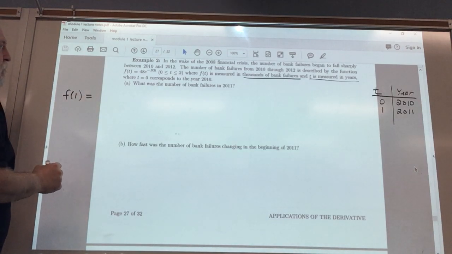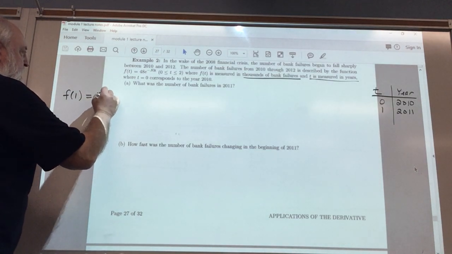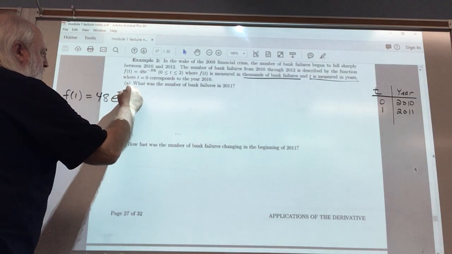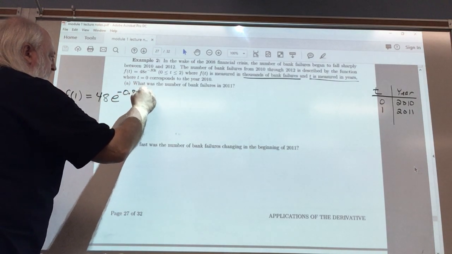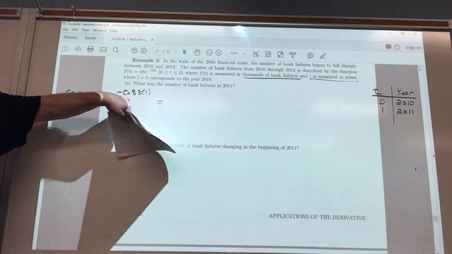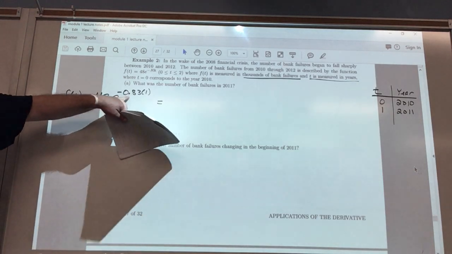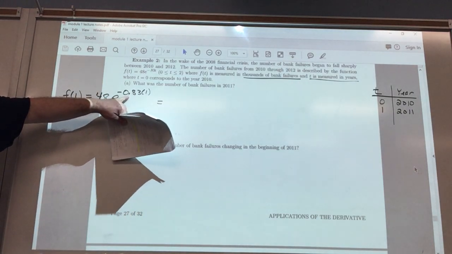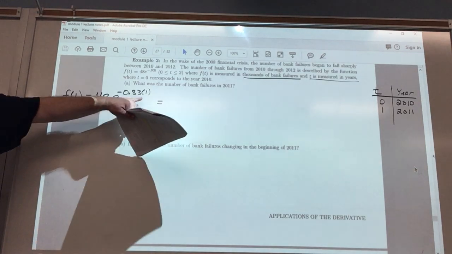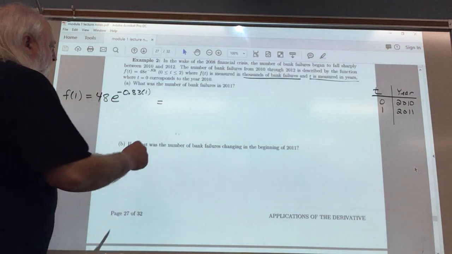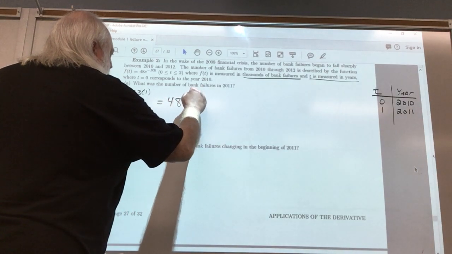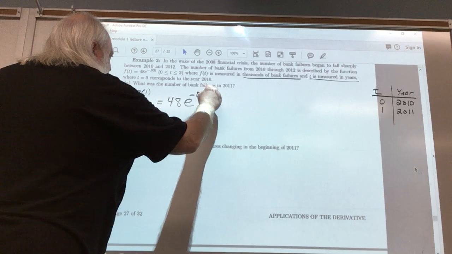is equal to 48 times e to the minus 0.83 times 1 power. Again, I'm using parentheses to indicate multiplication because I don't want to confuse decimal places with multiplication symbols. And minus 0.83 times 1 is minus 0.83. So this is equal to 48 times e to the minus 0.83 power.